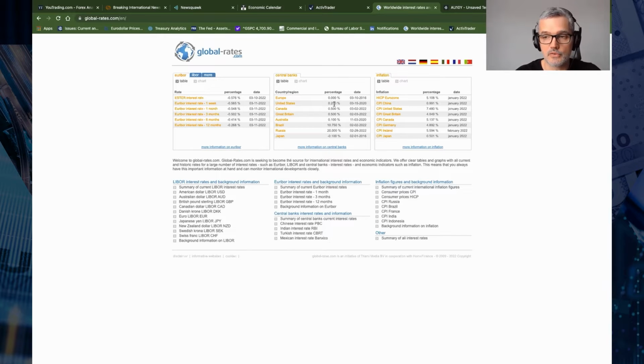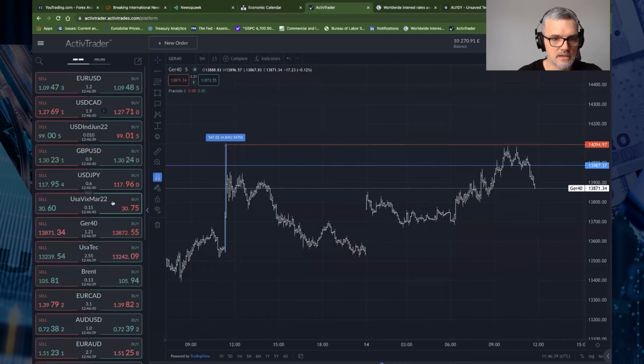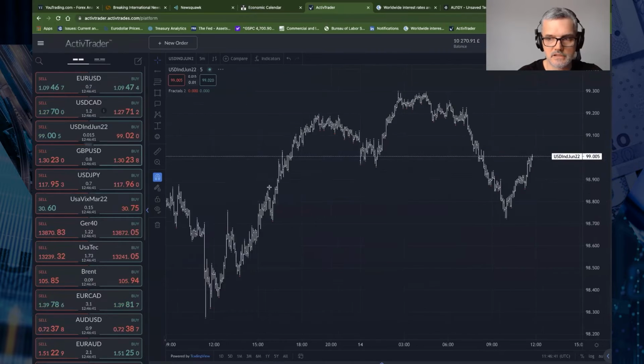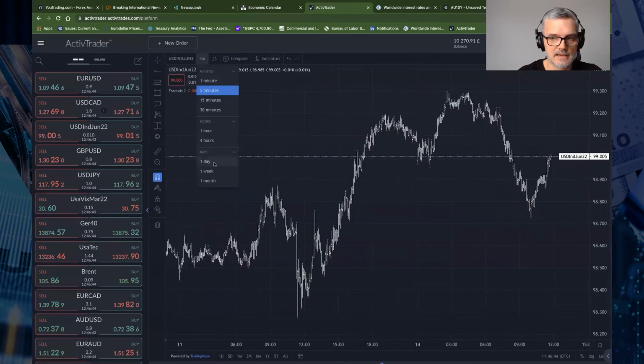Parts of the FOMC have asked for rates back up to at least 1% by July. So we're expecting to hear the FOMC be hawkish. Obviously, if they're not, then that might be dovish for the US dollar. US dollar, if we go to the chart, we go to daily.